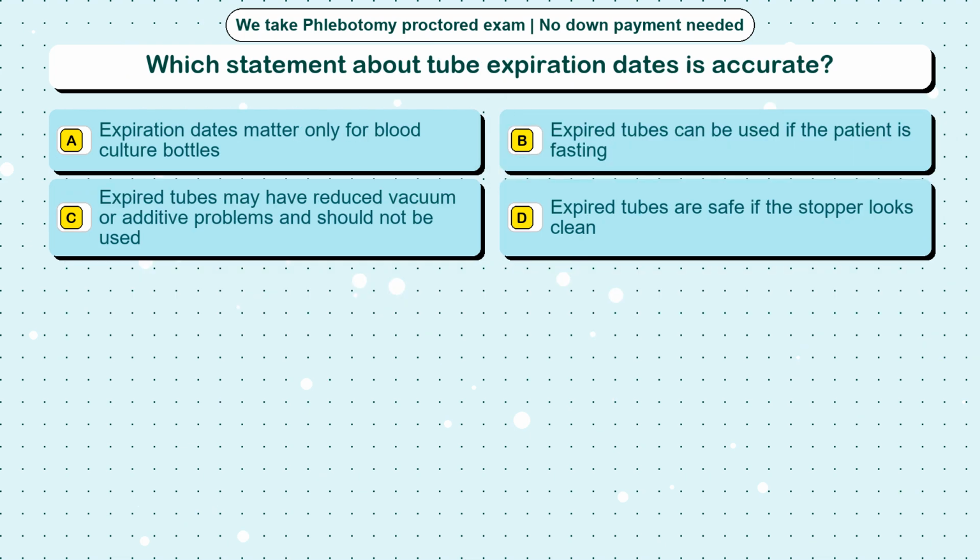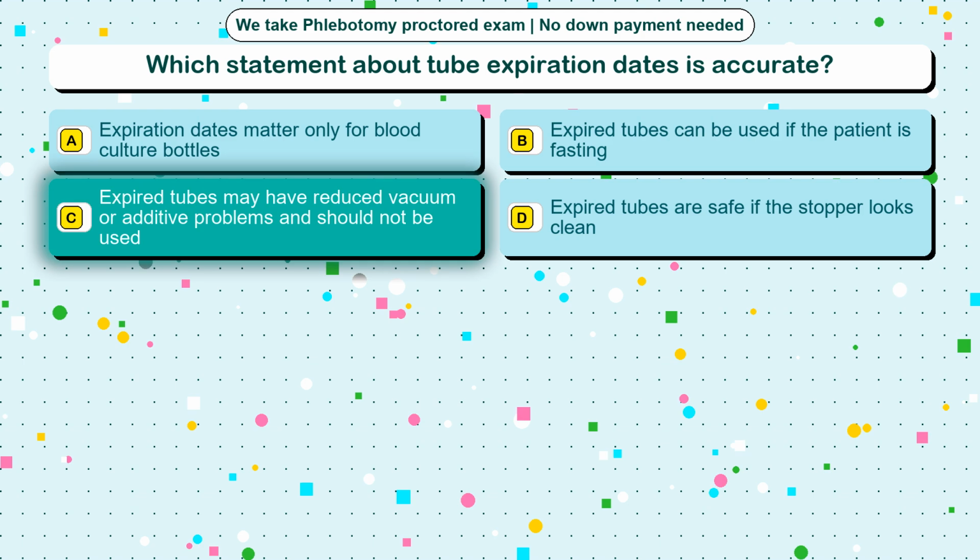Question 96. Which statement about tube expiration dates is accurate? Option A. Expiration dates matter only for blood culture bottles. Option B. Expired tubes can be used if the patient is fasting. Option C. Expired tubes may have reduced vacuum or additive problems and should not be used. Option D. Expired tubes are safe if the stopper looks clean.